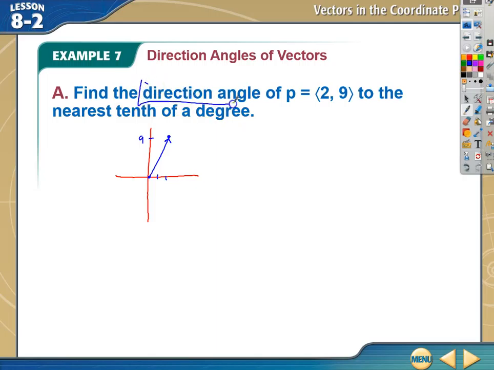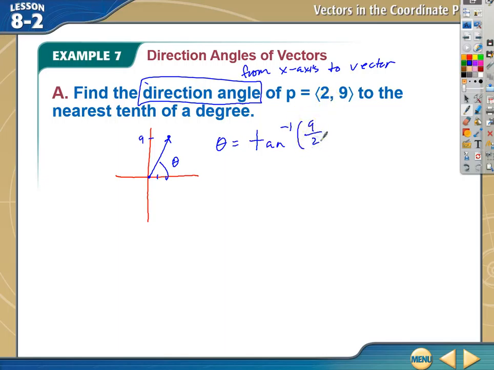Again, direction angle is from the x-axis to the vector. So here I am from the x-axis to the vector. How can I find that? It's a lot like what we did in my video two weeks ago. I want to find this piece, which is theta, and theta is equal to the inverse tangent of sine over cosine, or in this case, 9 over 2. I tap away in my calculator, and it tells me this is 77.47 degrees.